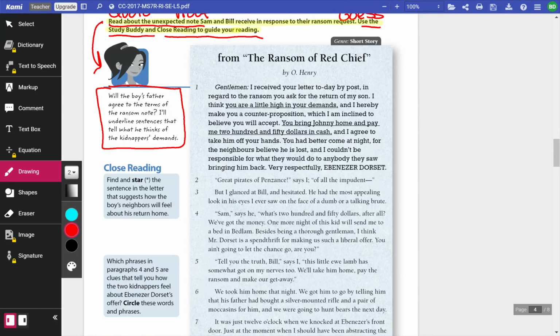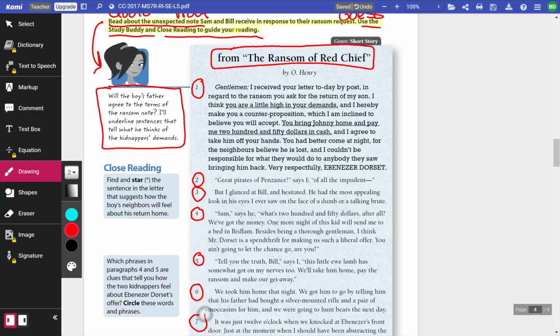Okay, so now that we have looked at what our study buddy says, let's go ahead and look over at the text, which is still from the Ransom of Red Chief. So I'm going to box that in for us, and we see that we have our paragraphs numbered. So I'm going to go ahead and circle these for us so we can make sure we are always looking at the correct paragraph.